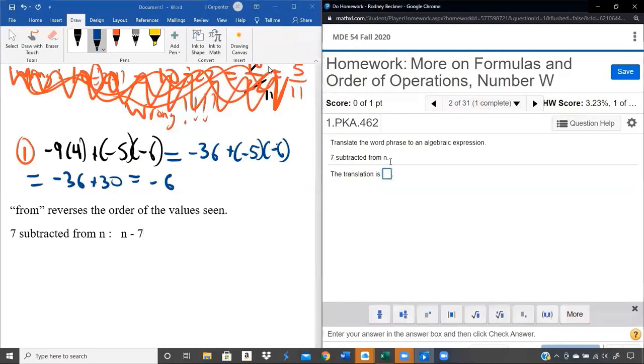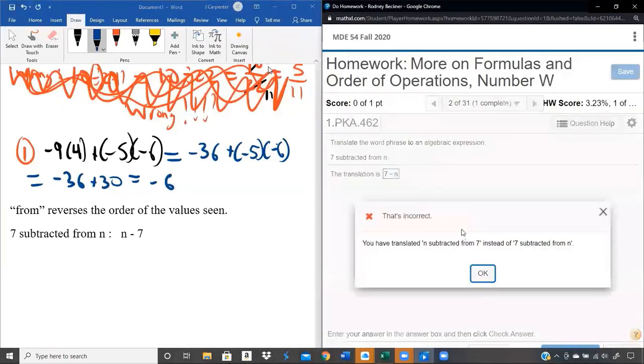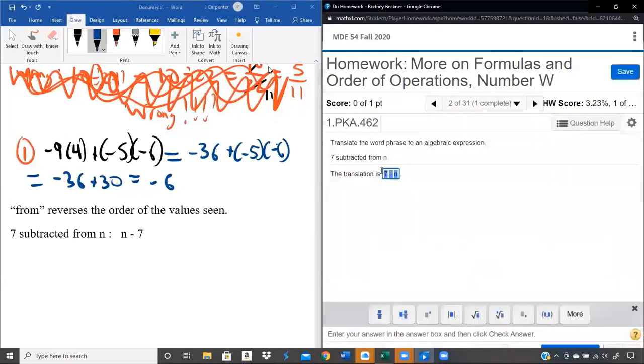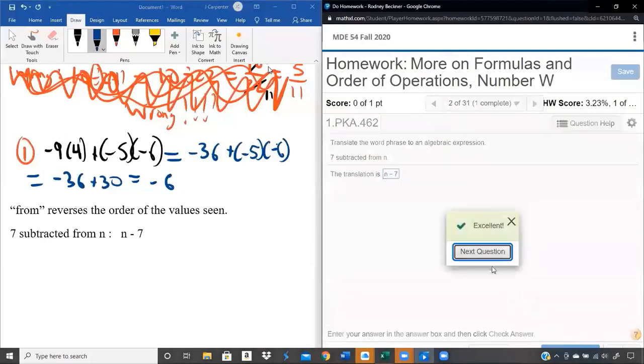So that translation, and we don't have a number here. It's not asking for a numerical answer. It's asking for what is 7 subtracted from n? And if you don't trust me, here is 7 minus n. Let's check the answer. Let's see what it says. You have translated n subtracted from 7 instead of 7 subtracted from n. That's actually a pretty good hint. So it was supposed to be n minus 7. Oops. There we go.